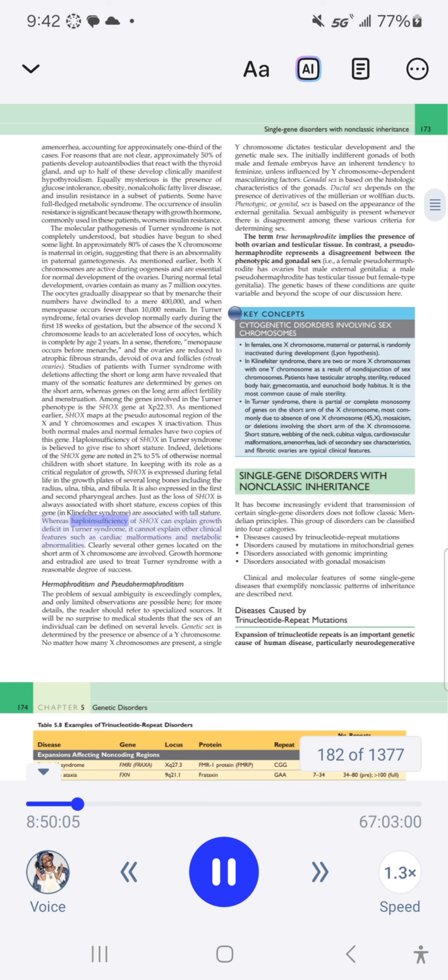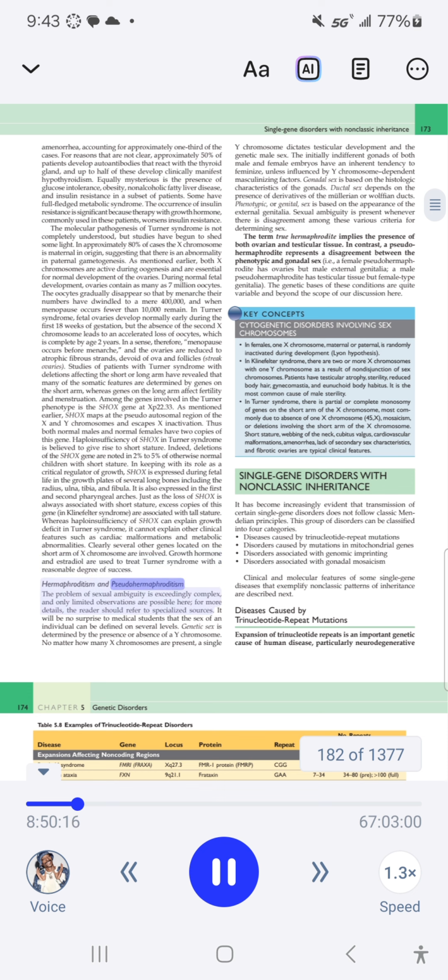Whereas haploinsufficiency of SHOX can explain growth deficit in Turner syndrome, it cannot explain other clinical features such as cardiac malformations and metabolic abnormalities. Clearly, several other genes located on the short arm of X chromosome are involved. Growth hormone and estradiol are used to treat Turner syndrome with a reasonable degree of success.